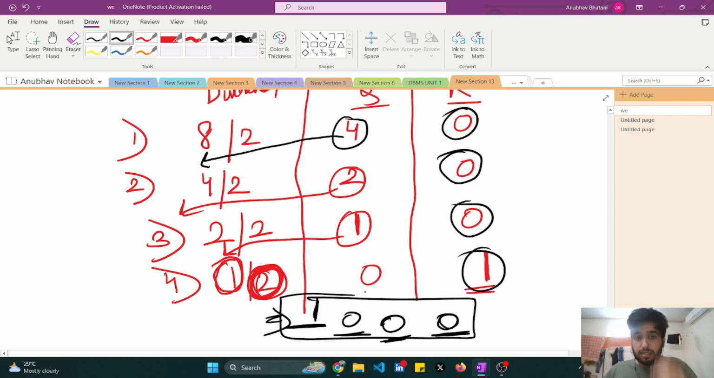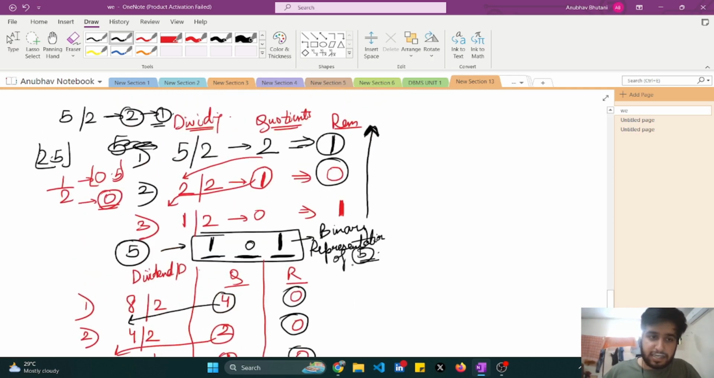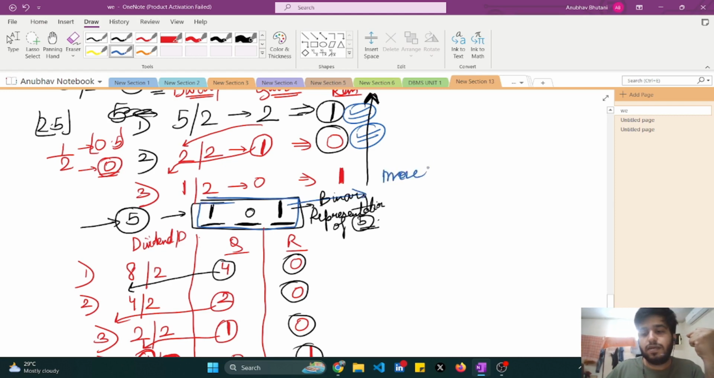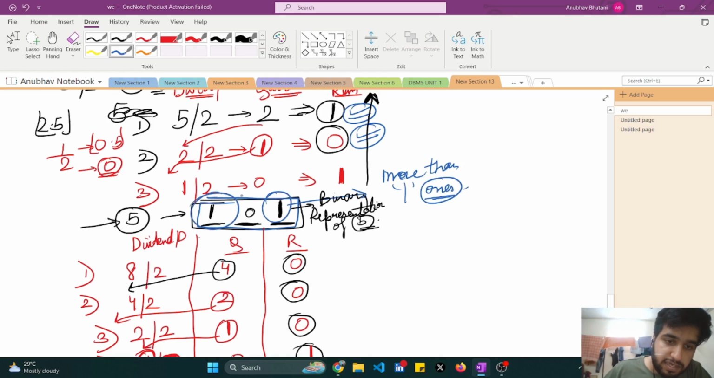So if I observe something here, for 5 there is more than one 1 in the binary representation. Like 101 is the binary representation. It consists of more than one 1s, like this one and this one.